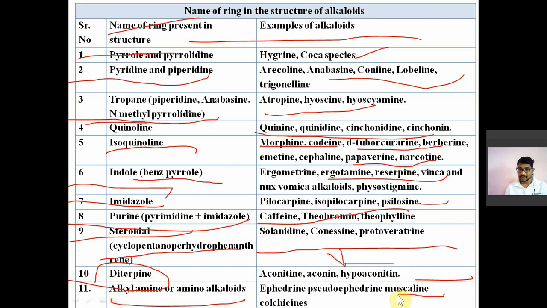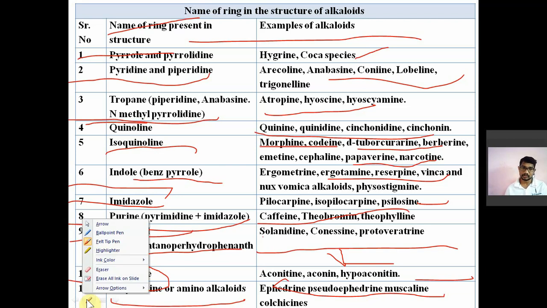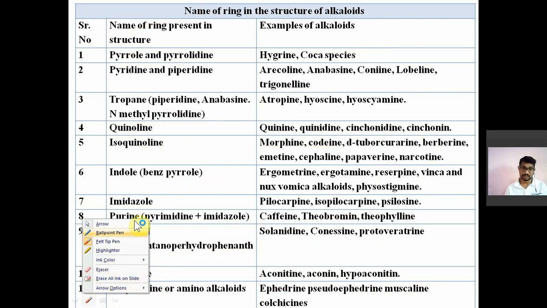Ephedrine में क्या है, side chain जो है amino alcohol है. Alkylamine side chain है ephedrine, pseudoephedrine, mescaline and colchicine. So they are known as proto-alkaloids. We have seen this. Again, this chart is important. It is present in the book.